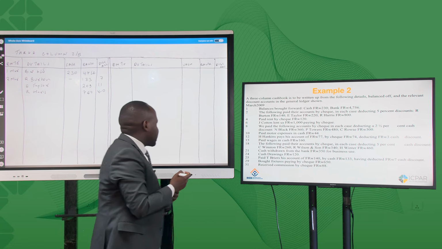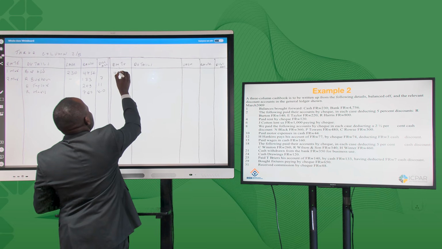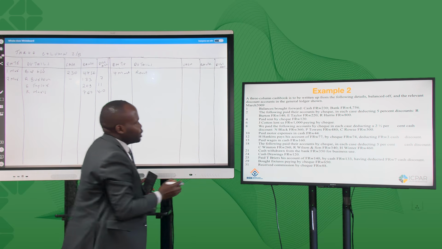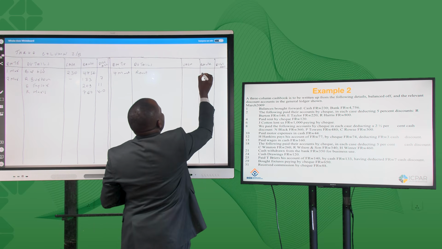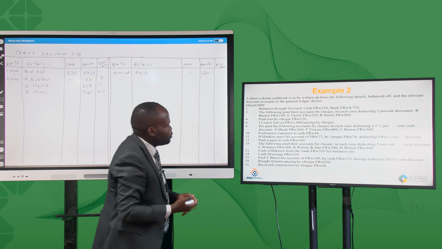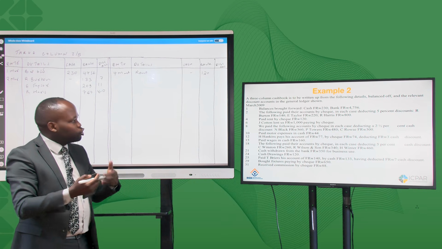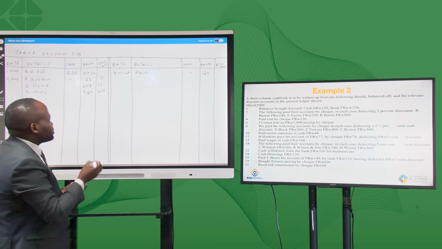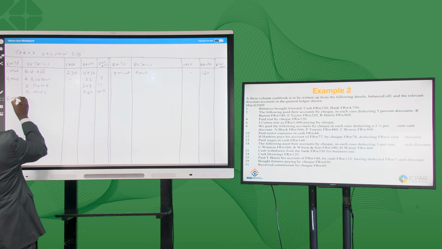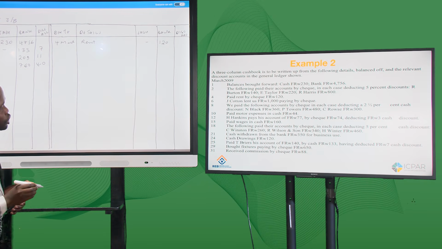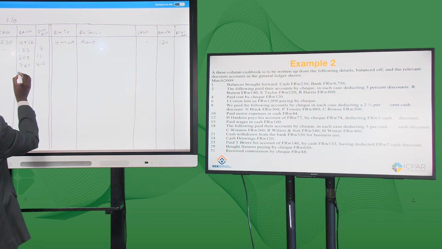Paid rent by check. So on the 4th March, paid rent by check, 120. There was no discount provision. Next, J Cotton lent us by check. To lend us is to borrow. So J Cotton, 6th March. J Cotton lent us, paying by check, 1,000.